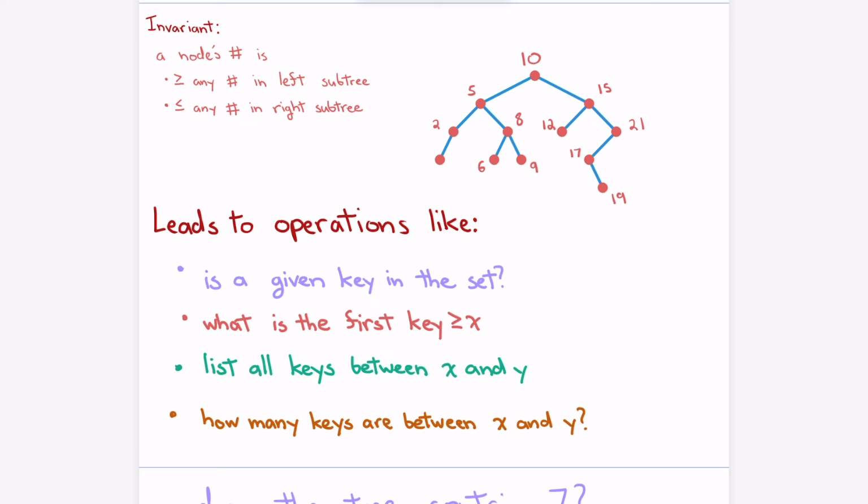Not only can you ask if a key is in your tree, but you can ask what's the first key that comes after? Because it's already in order, so you just have to step through it. You can list keys in between.